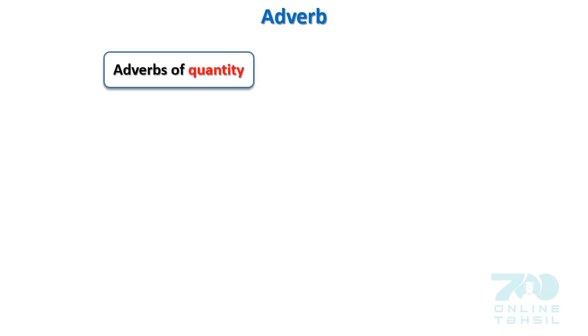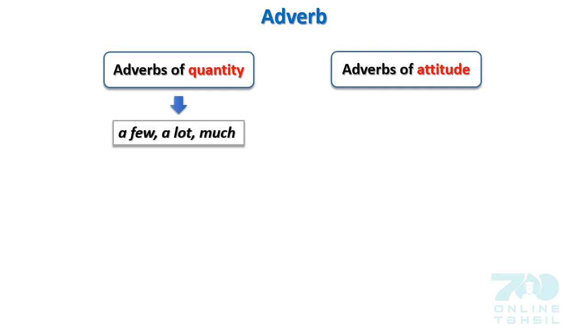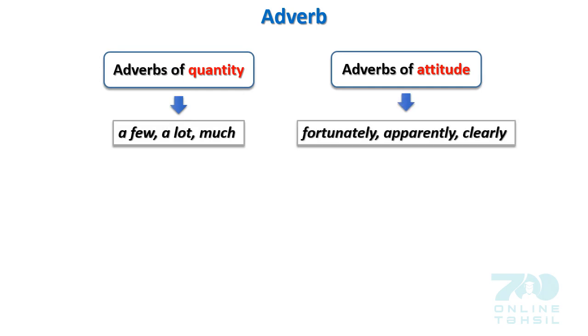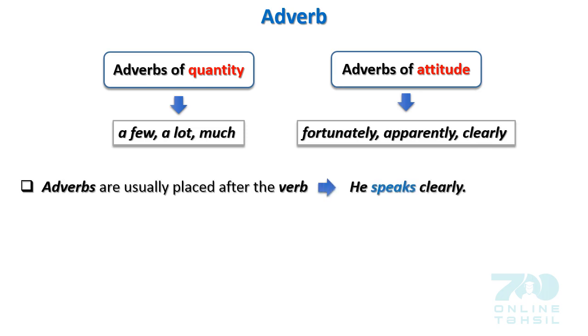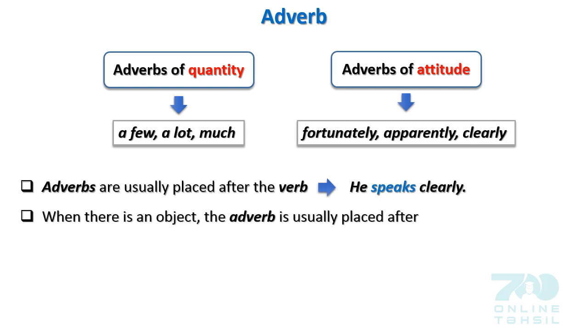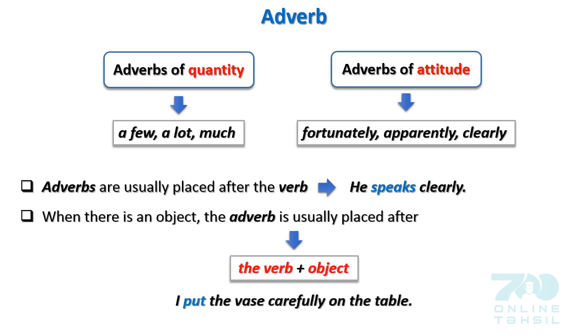Adverbs of quantity: a few, a lot, much. Adverbs of attitude: fortunately, apparently, clearly. Adverbs are usually placed after the verb. He speaks clearly. When there is an object, the adverb is usually placed after the verb plus object. I put the vase carefully on the table.